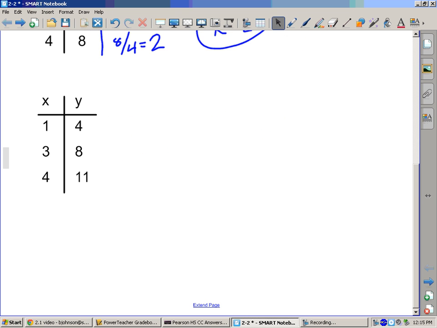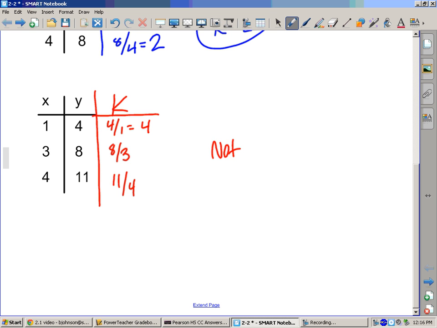So I'm going to add my k column on the end. Divide all the y's by the x's. So 4 over 1 is our first one. That's 4. 8 over 3, that's just 8/3, and 11 over 4. These actually don't end up being constants. They're not equal to the same number, so it is not direct variation. And if it's not direct variation, you cannot find your k value.